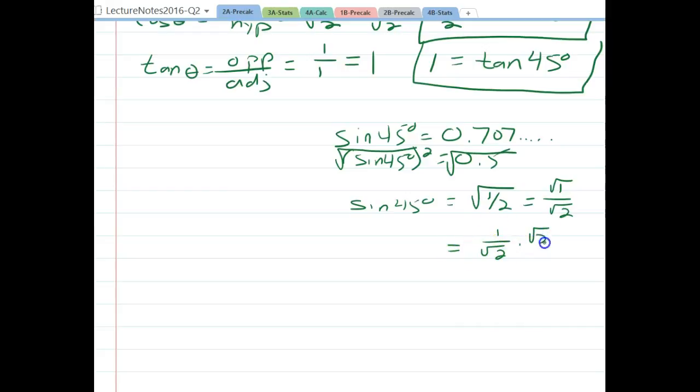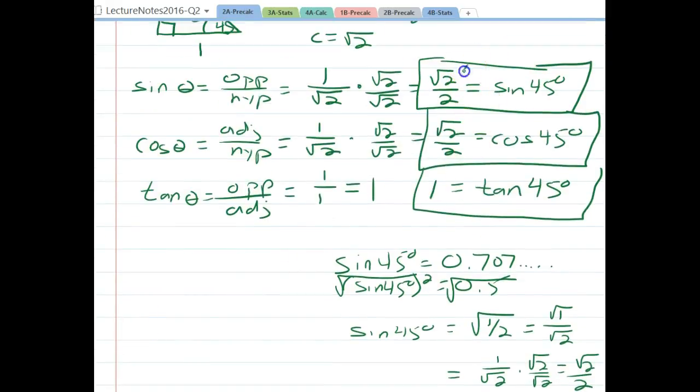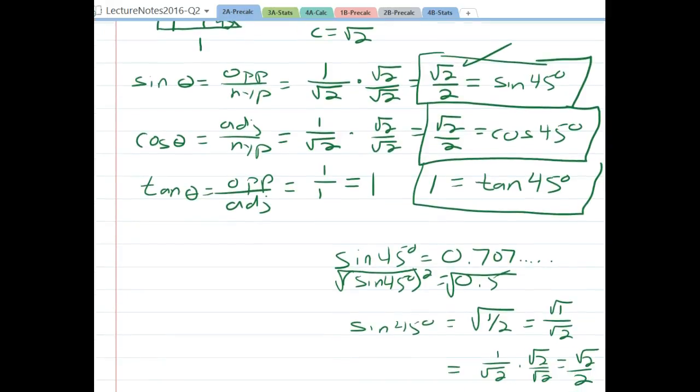And then when I rationalize that, I come back to my radical 2 over 2, which is what I knew was going to be true in the first place. So that's just one way that you take your calculator that's giving you an irrational number and how you convert it back into the true exact answer for your problem.